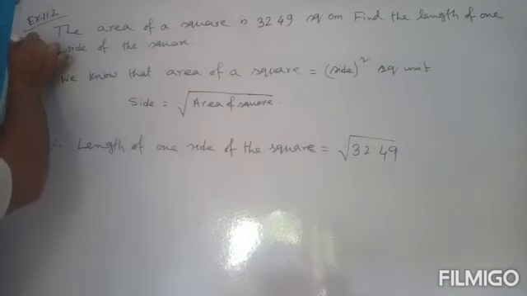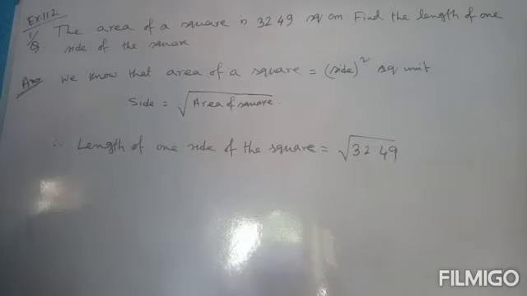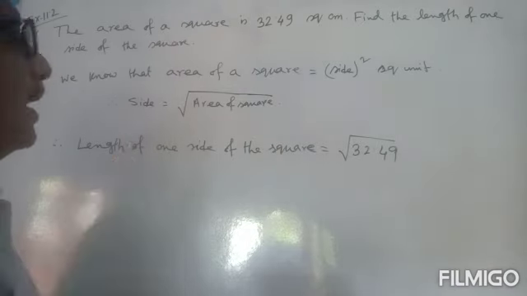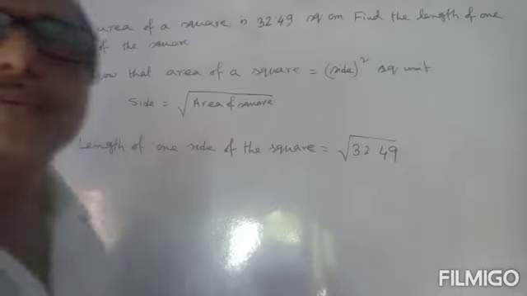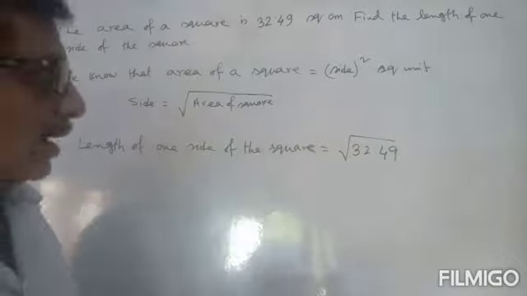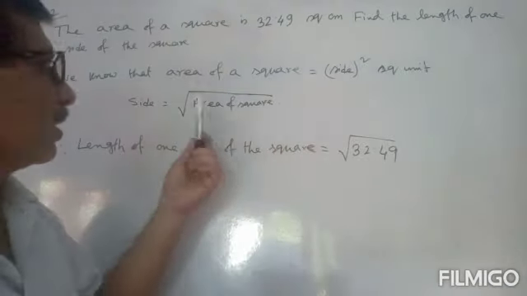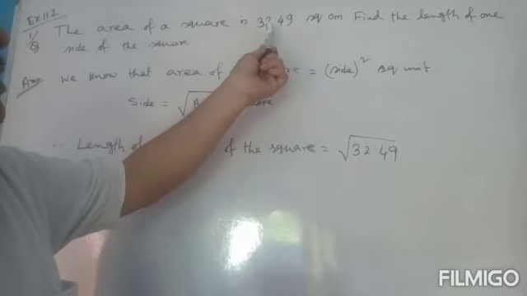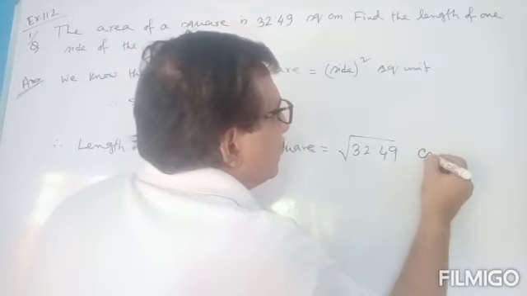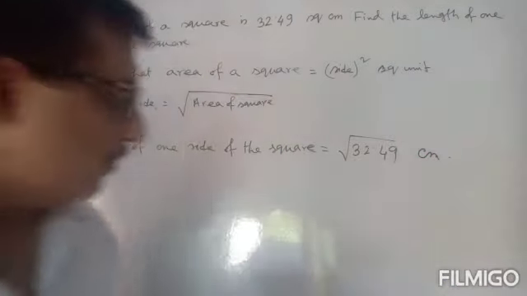This is the question and this is the answer. Start here. We know that the area of a square is how much? Side squared. It's a very well known formula. Therefore, we get the side as just the positive square root of the area of that square. Just find the positive square root of that. So, the length of one side of the square is the square root of 32.49. Here the area is given as 32.49 square centimeter. Therefore, the length of one side of the square is the square root of 32.49 centimeter.